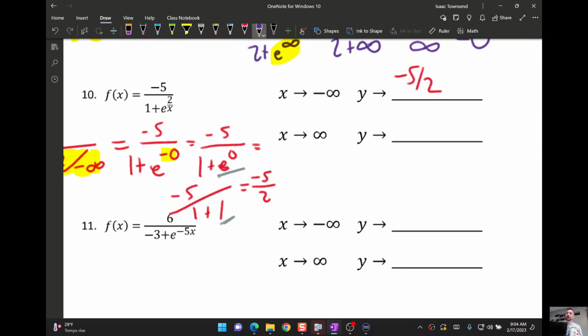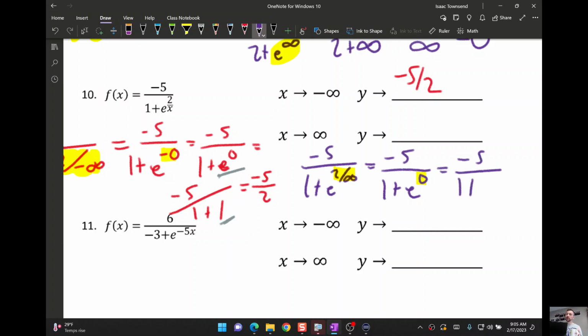Okay, if I plug in positive infinity and try to keep up with what's going on. If I just focus on the exponent first, 2 over infinity is going to head to 0. And now it's the same as this question. A number whose exponent goes to 0 goes to 1, which means the denominator goes to 2, which means the whole fraction goes to negative 5/2.